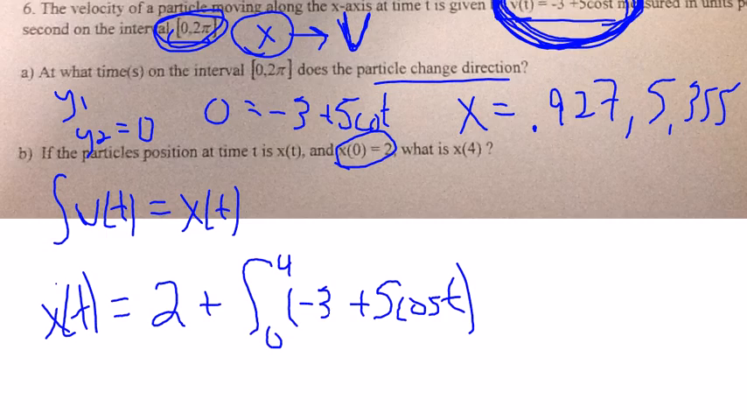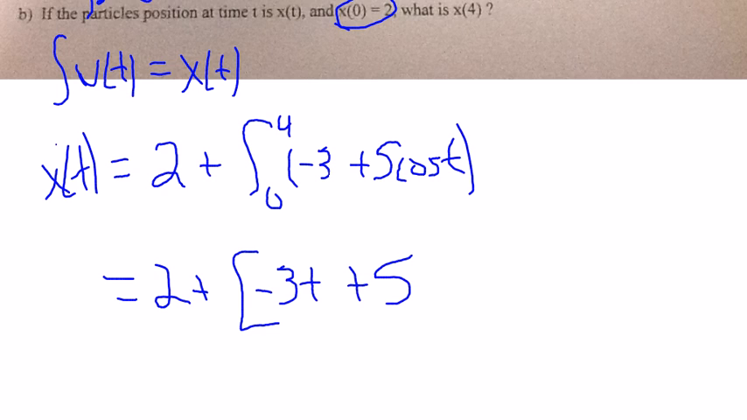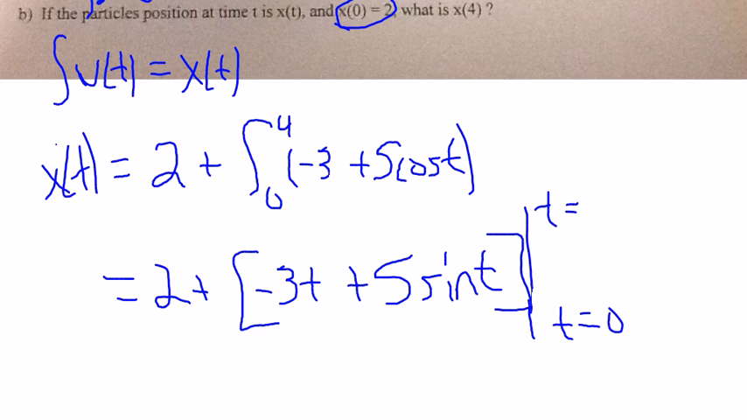So I'm going to integrate this. I can do this without a calculator. So I get 2 plus, in brackets, negative 3t plus 5 sine t, since the integral of cosine is sine t. And I do know that it stays positive because the derivative of sine is positive cosine, from t equal to 0 to t equal to 4.